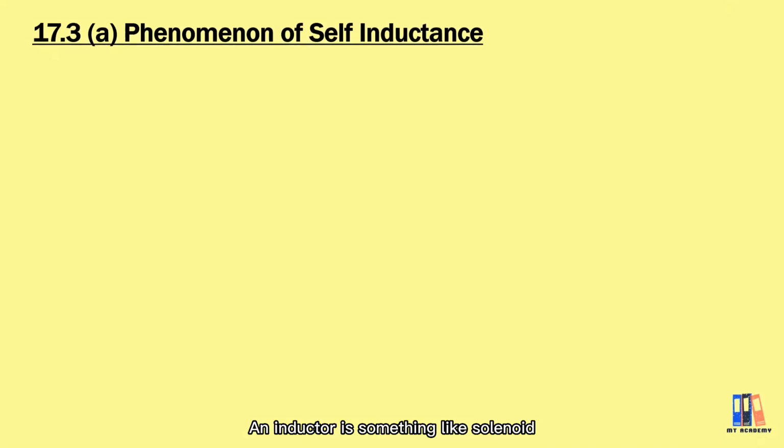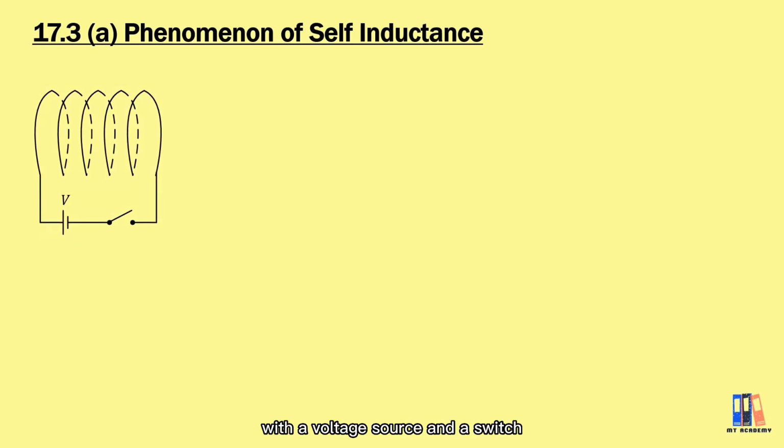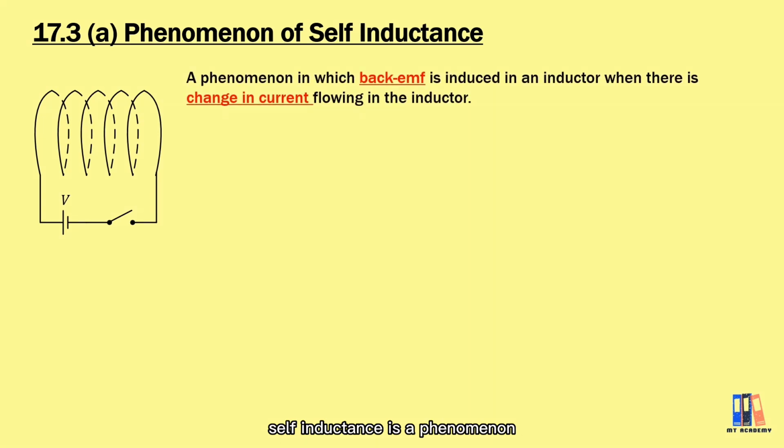An inductor is something like the solenoid you have learned before. When we connect the inductor with a voltage source and a switch, self-inductance is a phenomenon in which the back EMF is induced in the inductor when there's change in current flowing in the inductor. The change in current only happens when we close or when we open the switch in the circuit.